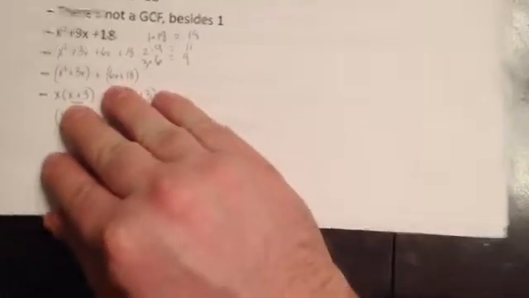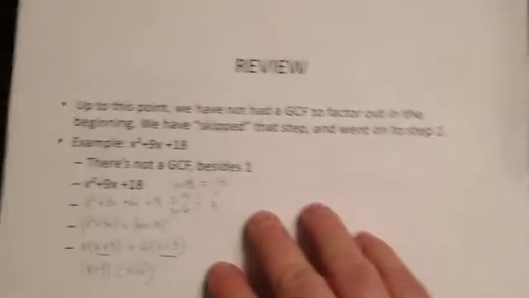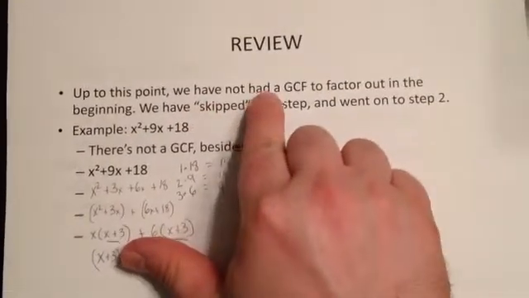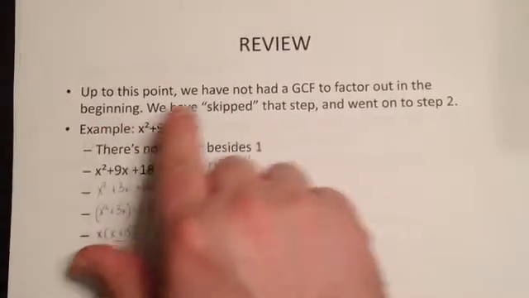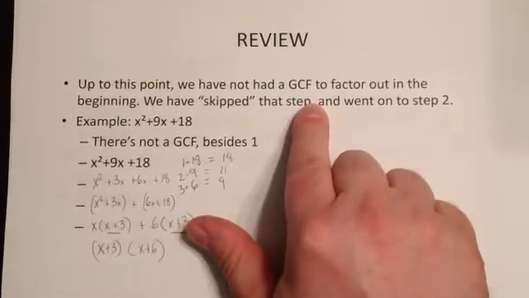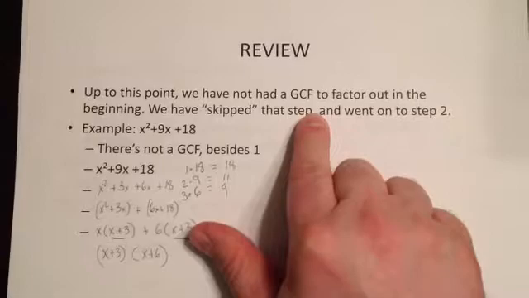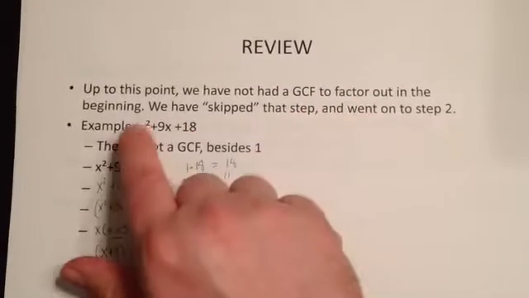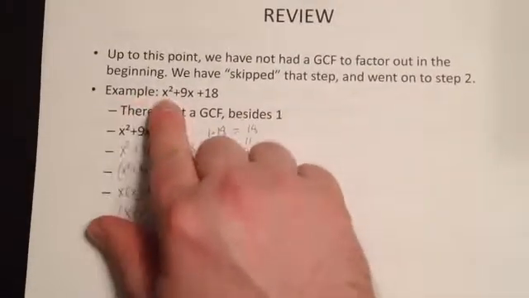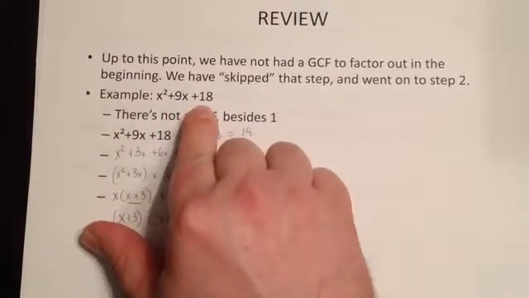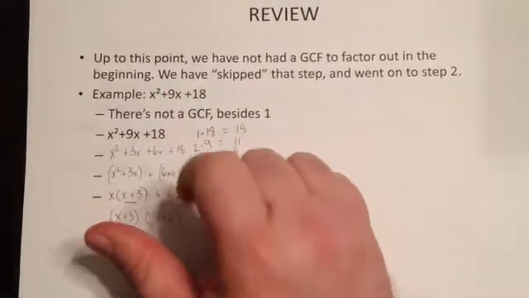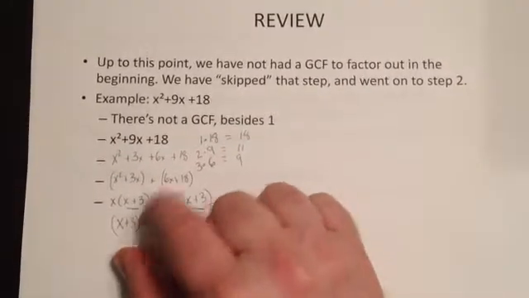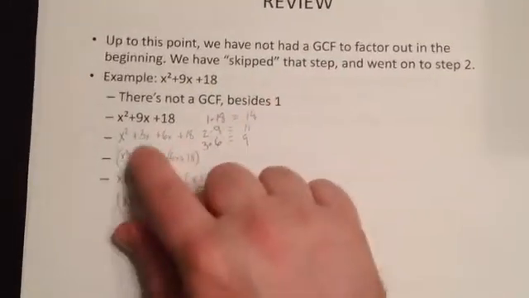To review, up until this point, we have not had a greatest common factor to factor out of the beginning. We have skipped that step and went on to step 2. For example, x squared plus 9x plus 18. 1 times 18 is still 18, so the greatest common factor here is still 1.